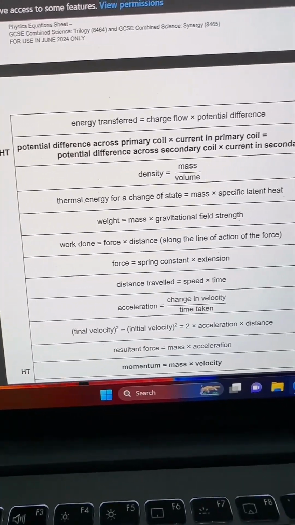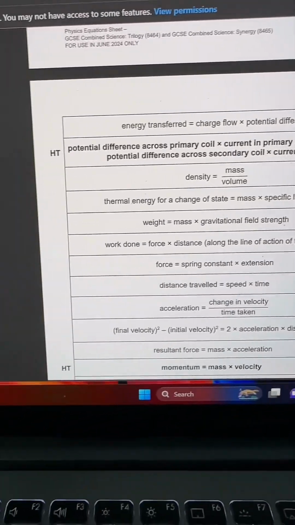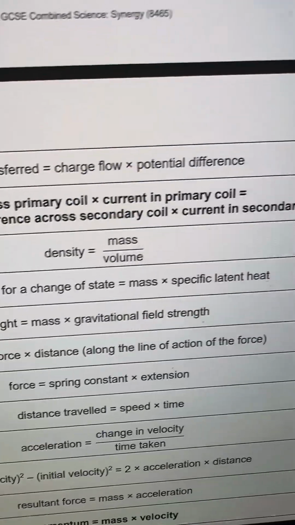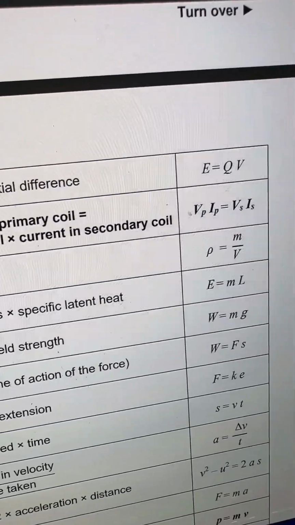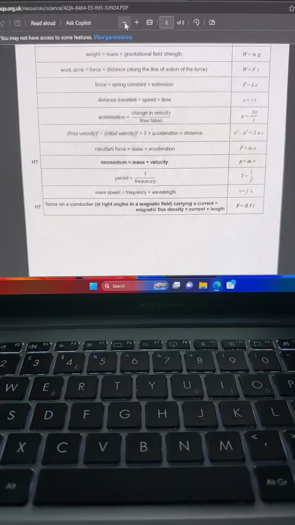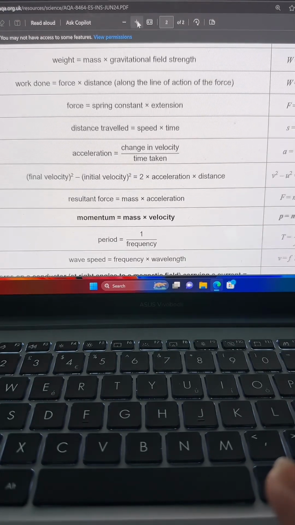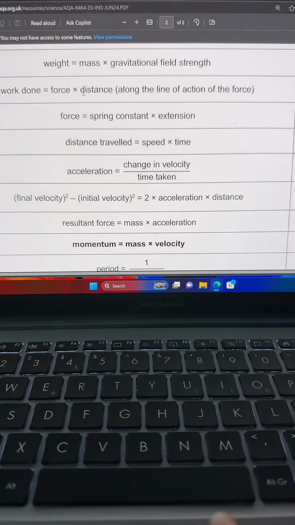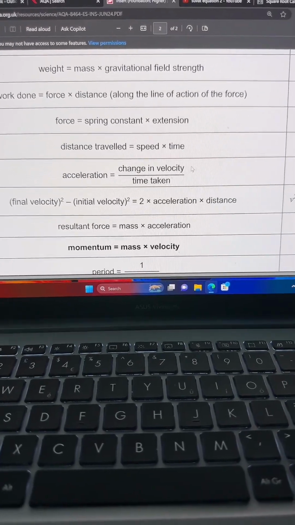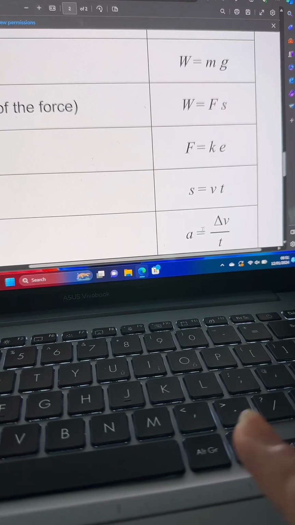These equations will need to be rearranged as well, and you need to know how to rearrange them. Say, for example, you're given an exam question where you have to work out the density, and all you do is mass divided by volume. You don't need to rearrange it. But let's say you need to work out the change in speed, and there's your acceleration equation. You can see that acceleration is the change in velocity divided by the time, but you need to work out the change in speed.